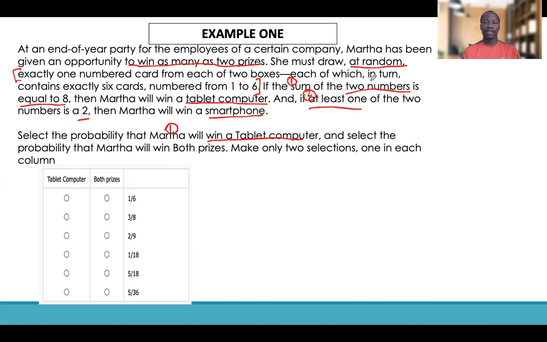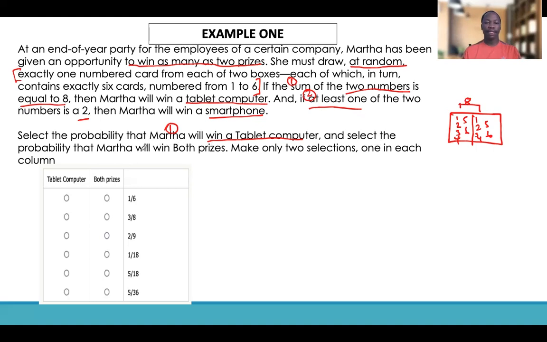So the condition is that if the sum of the two numbers is equal to 8, if she draws, for example we have two boxes here, then it has cards 1 to 6. Same case for the second box. These are card numbers. All right, so if she draws any two cards from these two boxes, and they add up to 8, then she'll win a tablet computer.